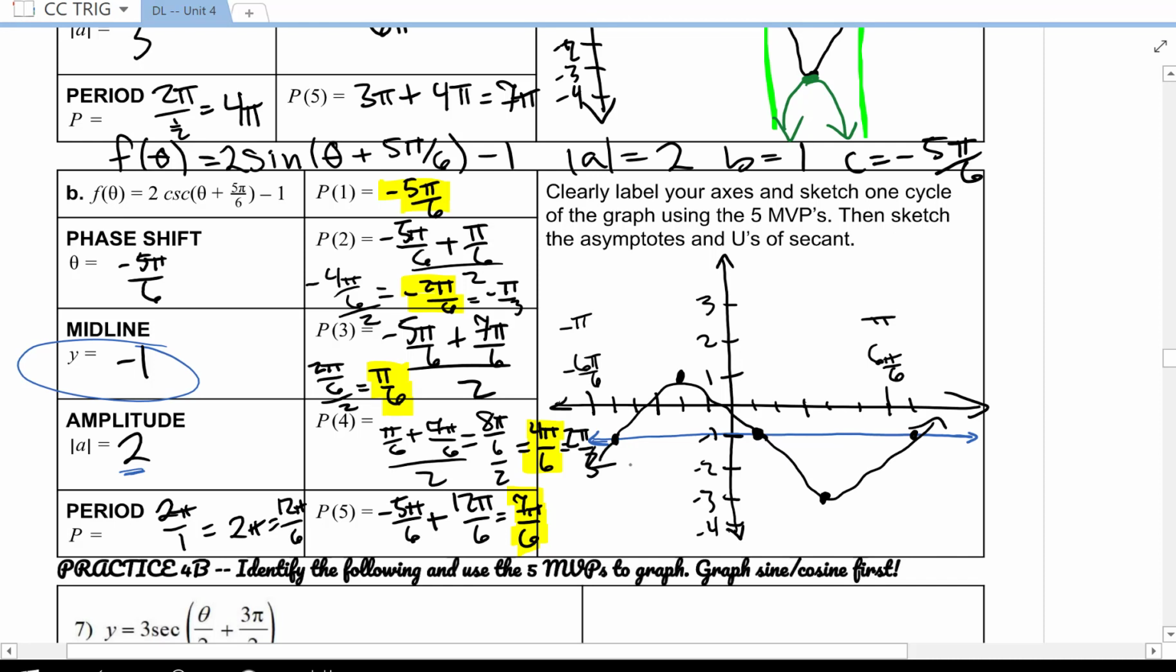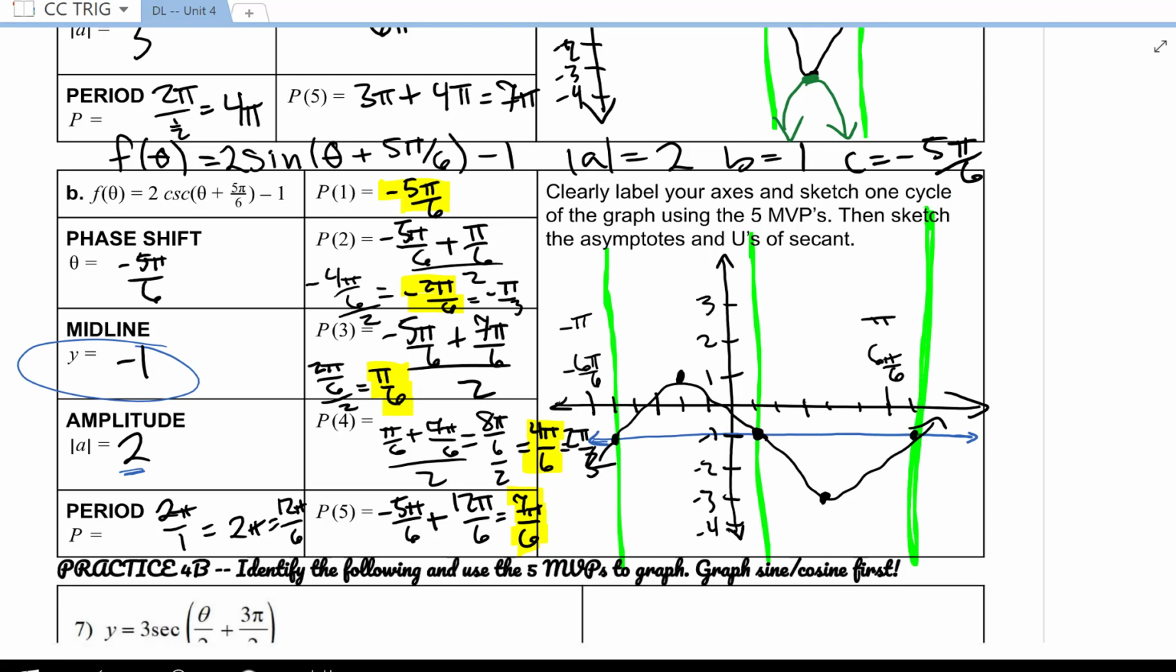Okay, now we should have asymptotes where you would have intercepts. So remember, intercepts of the midline. So we're going to put those asymptotes in, intercepts of the midline. And here's a maximum of sine, so I'm going to draw an upward U. Here's a minimum of sine. I'm going to draw a downward U.